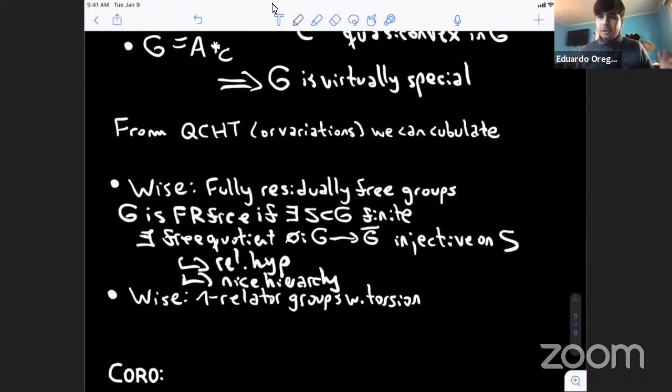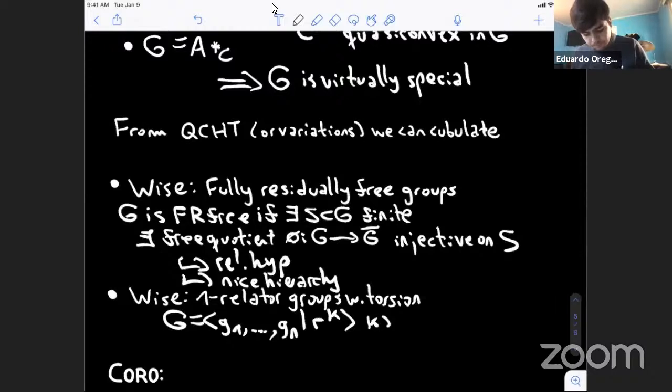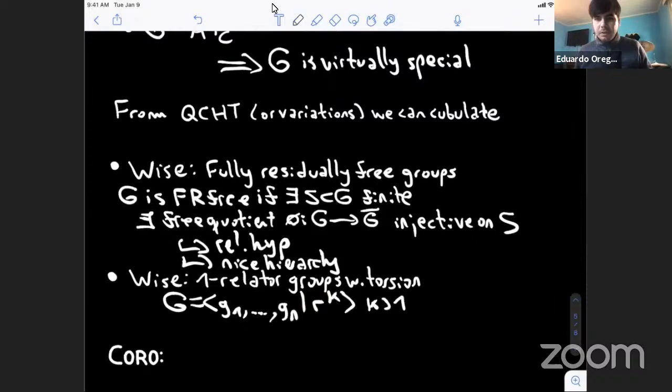This is one example, and the other example is given by one relator groups with torsion. So what is a one relator group with torsion? G is given by a bunch of generators and a single relator, which is a non-trivial power, R to the K, so K is greater than one, and we need R to be primitive, meaning significantly reduced, and so on. But the point here is that there's also a notion of complexity, which is given by this presentation. And this gives something called the Magnus hierarchy.